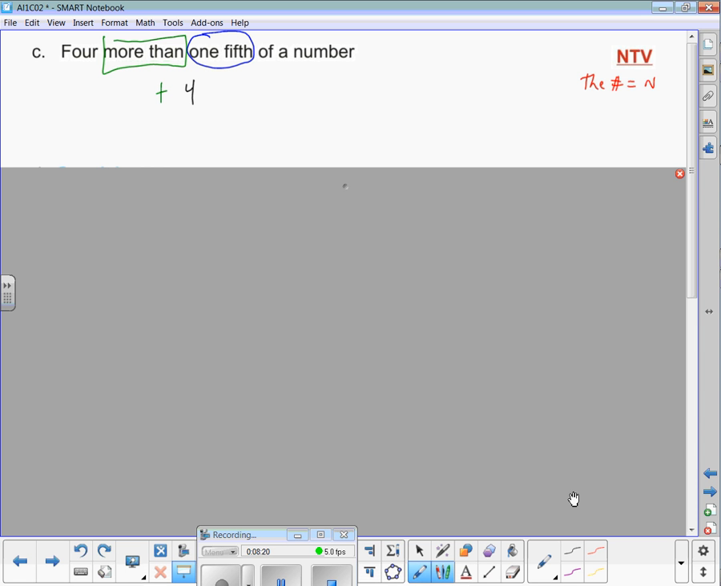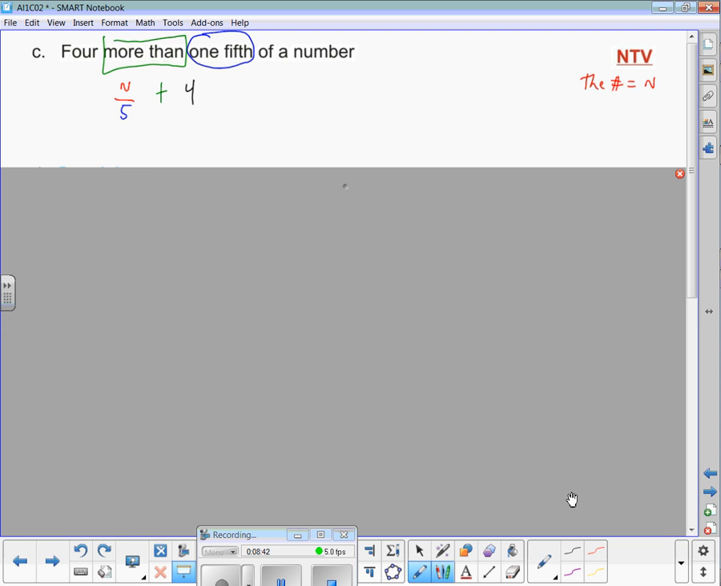If you had $20 and I said, oh, you only have 1/4 of your money left, I hope you're going to say you have $5 left. You're going to do 20 divided by 4. So how are we going to do 1/5? We're going to do n divided by 5. So n over 5 plus 4.